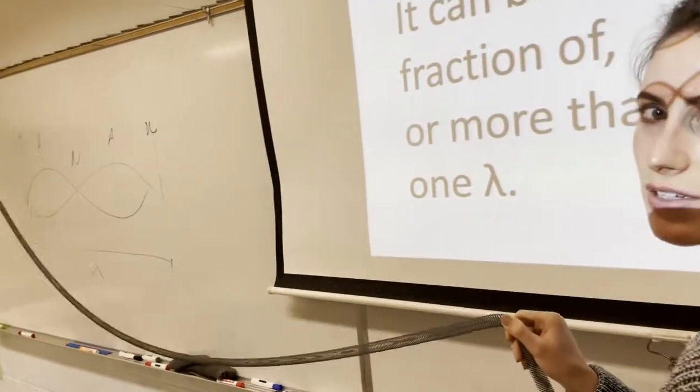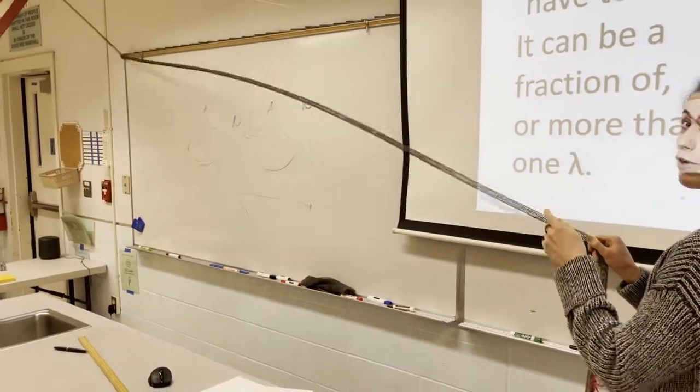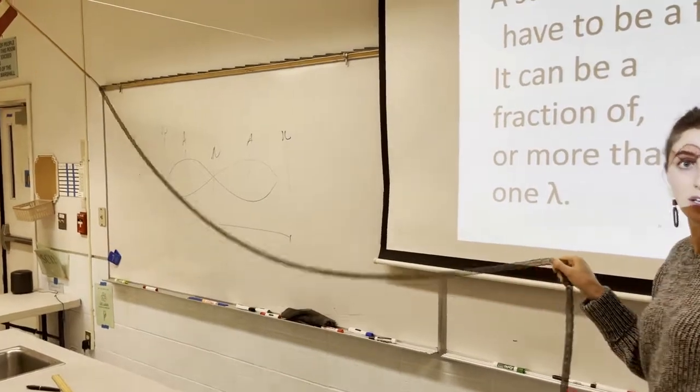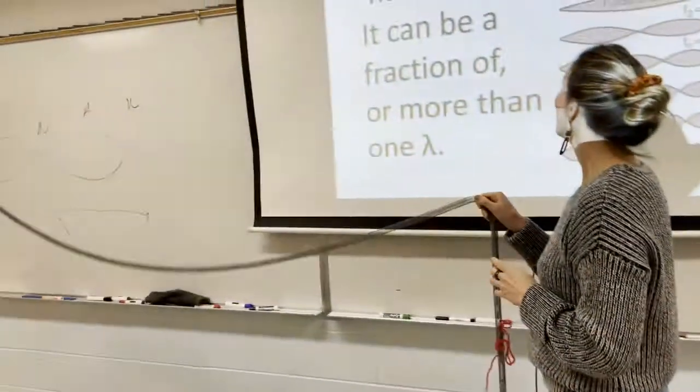So what would a whole wavelength look like? Well, you'd have to move your hand faster. What would a whole wavelength look like at this pace? It'd be twice as long. Twice as long, that's right. Half a wave, and the whole wave would be out there.